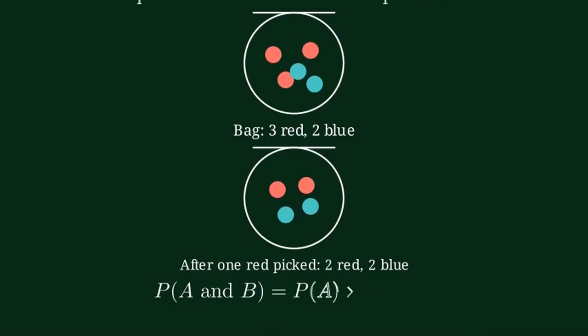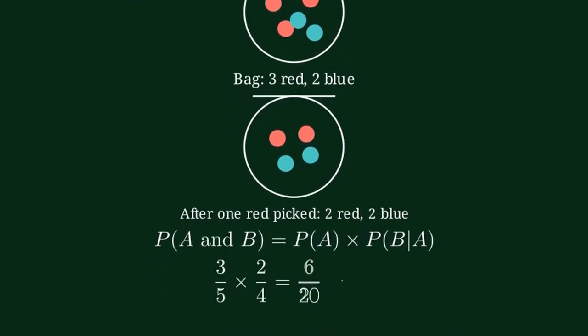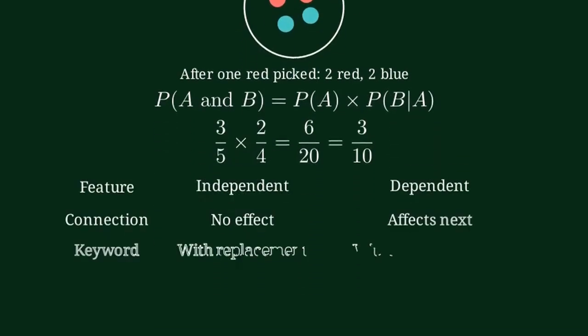For dependent events, the formula is P of A and B equals P of A times P of B given A. Using the marble example, probability of red first is 3/5. Probability of red second after a red is 2/4. Multiply to get 3/10.